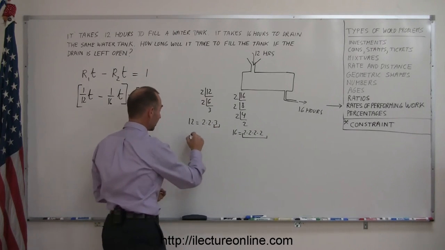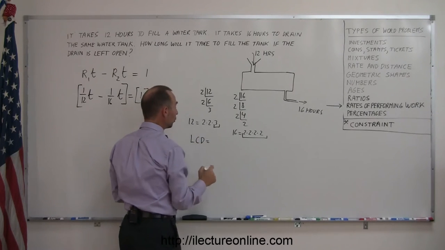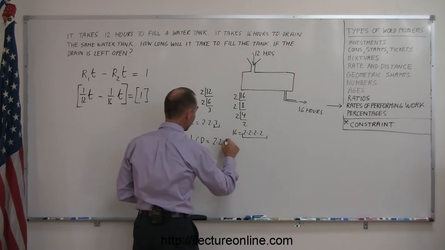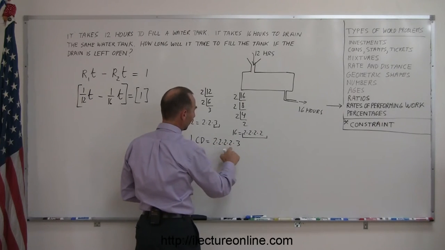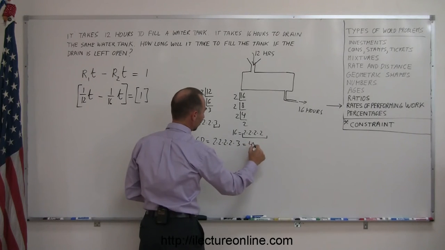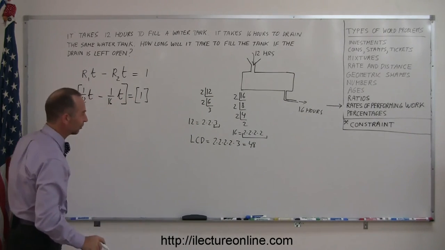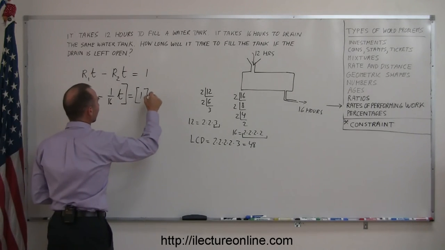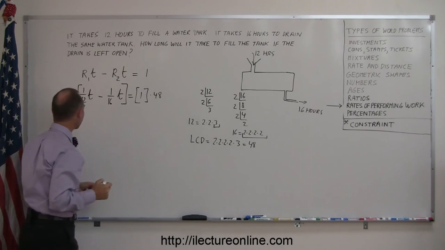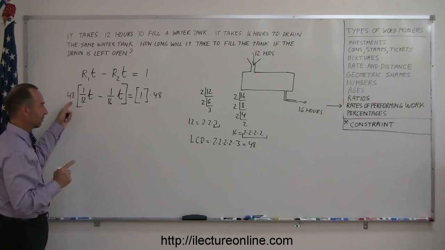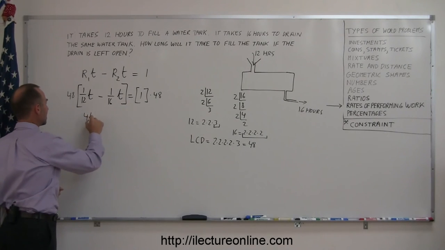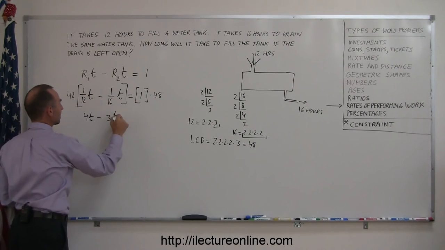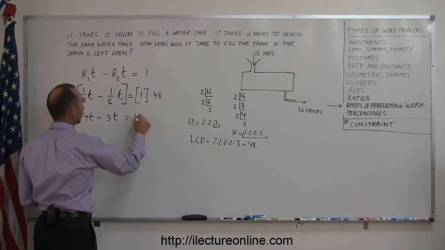And it turns out that the lowest common denominator, the LCD, is equal to the product of all the primes where they appear the most. So in this case, it would be 2 times 2 times 2 times 2 times 3. So that's, of course, 16 times 3, which is 48. There's my lowest common denominator for the numbers 12 and 16. So that means I'm going to multiply the left side by 48, multiply the right side by 48. 12 goes into 48 exactly 4 times. That means I get 4 times t. And 16 goes into 48 exactly 3 times. That means minus 3t equals 1 times 48, which is 48.